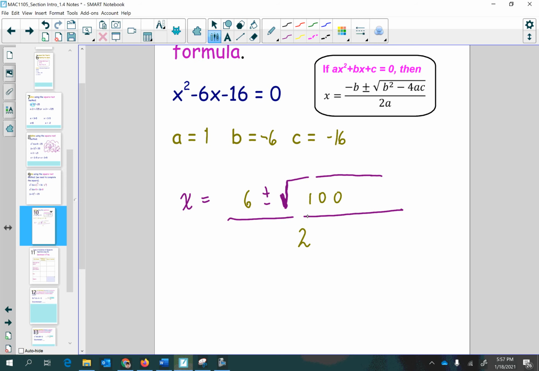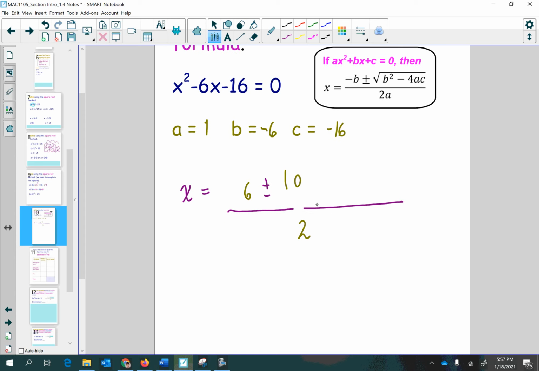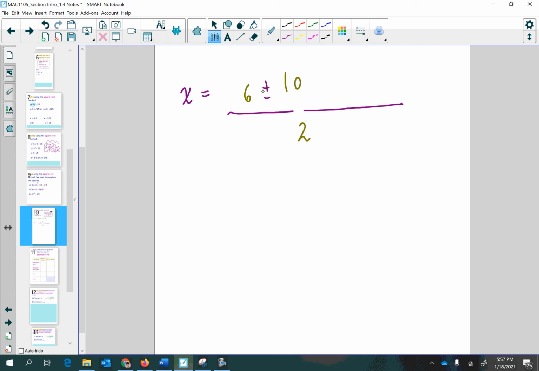Okay, and I can still simplify this more because I have the square root of 100, and that is equal to 10. So now I have 6 plus or minus 10 over 2. So let's split that up, because if the plus minus sign throws you off at all, just think of it this way: the plus minus sign just means that you're going to do both, one at a time.